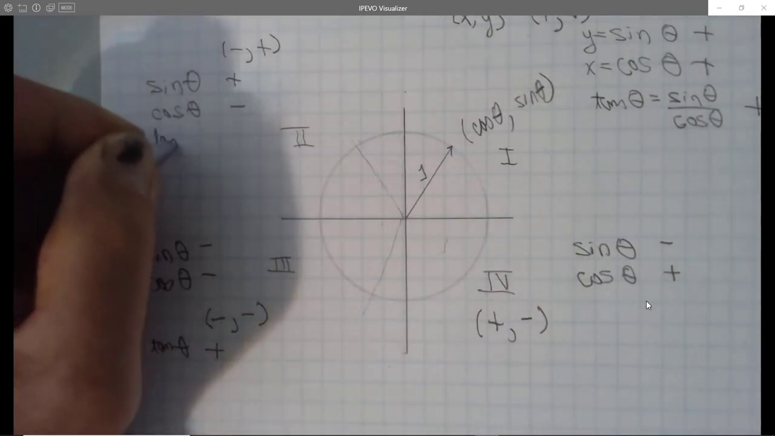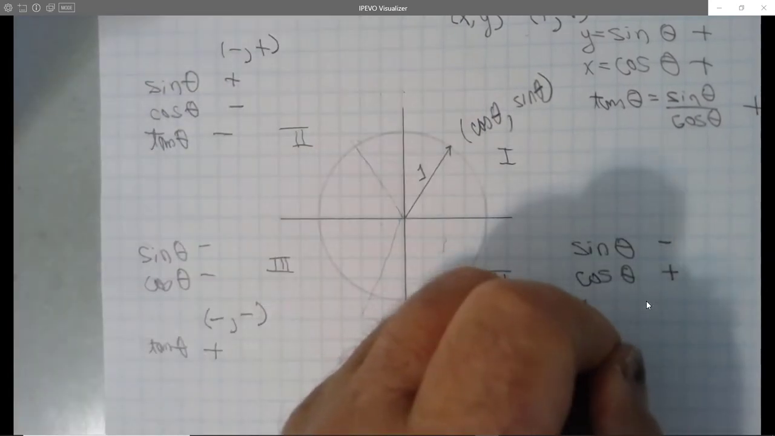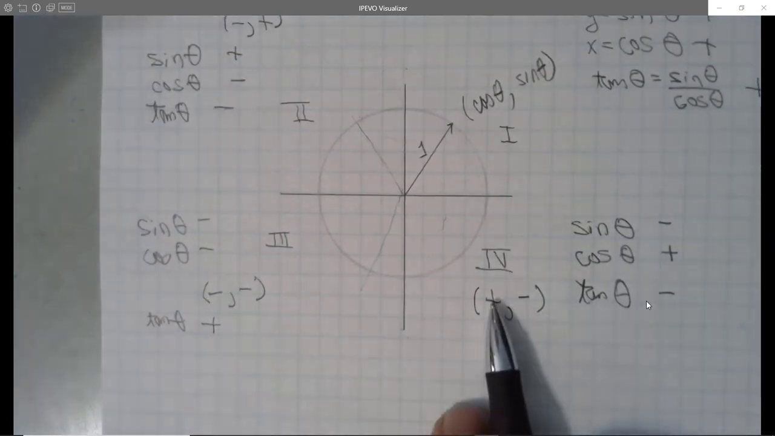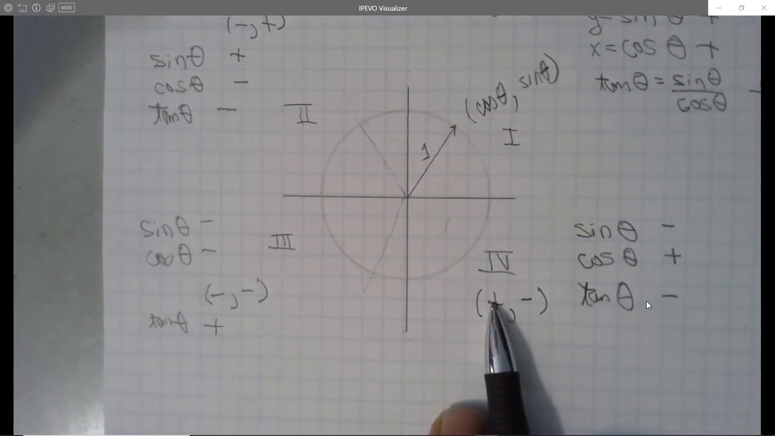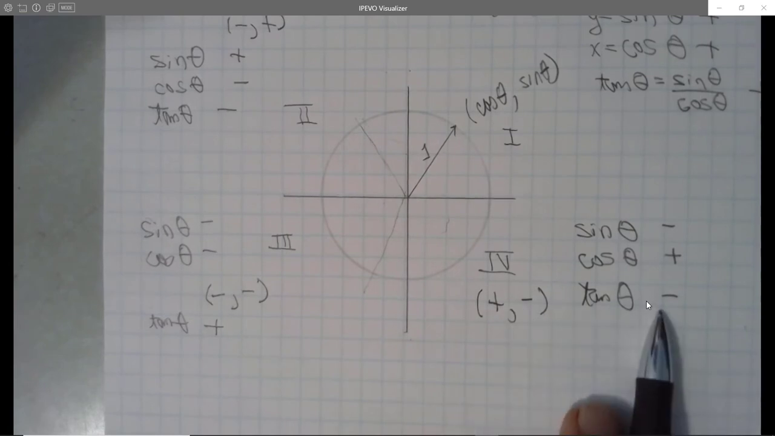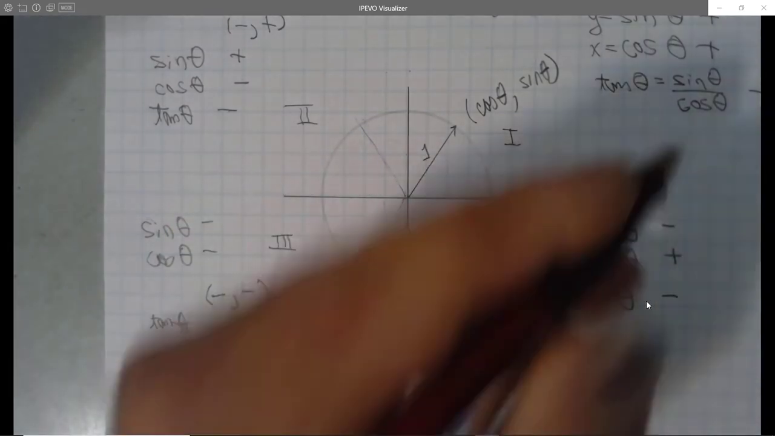Here, in the second quadrant, and over here, in the fourth quadrant, the tangent will be negative because the sine and the cosine have opposite signs. So plus divided by minus or minus divided by plus, either way, you're going to get a negative ratio. So negatives here, positives here.